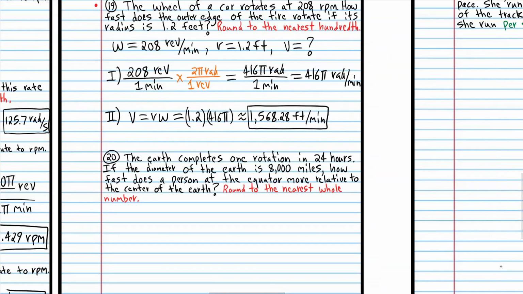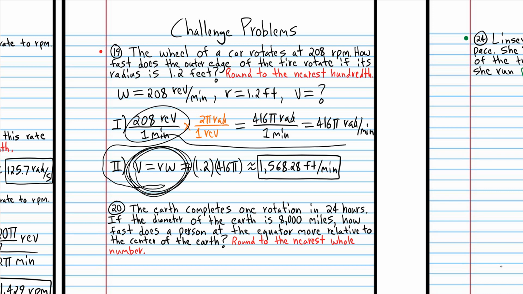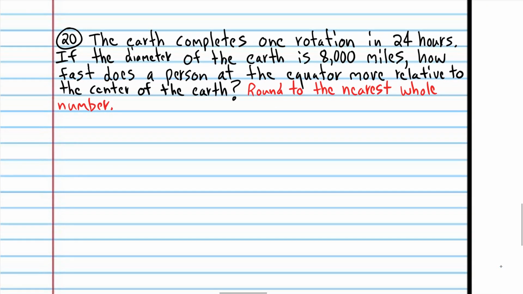Okay, so that was kind of a challenge problem because we had two steps. We're not allowed to use revolutions per minute in this equation. So we had to convert to radians per minute. Then we could use the equation. Okay. Remember, the equations that we learned today can only be used with radian units for your angle. You cannot use degrees. The equation just does not work.